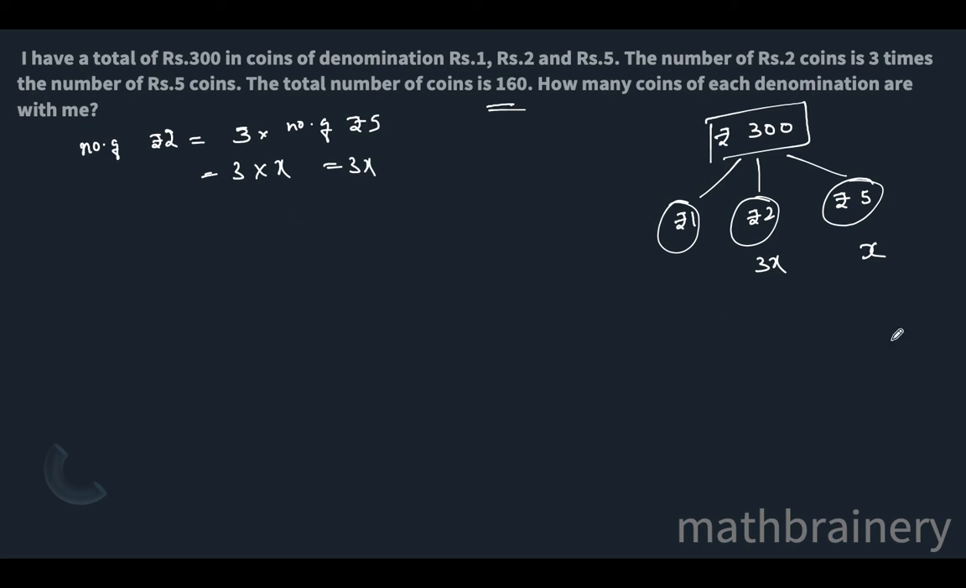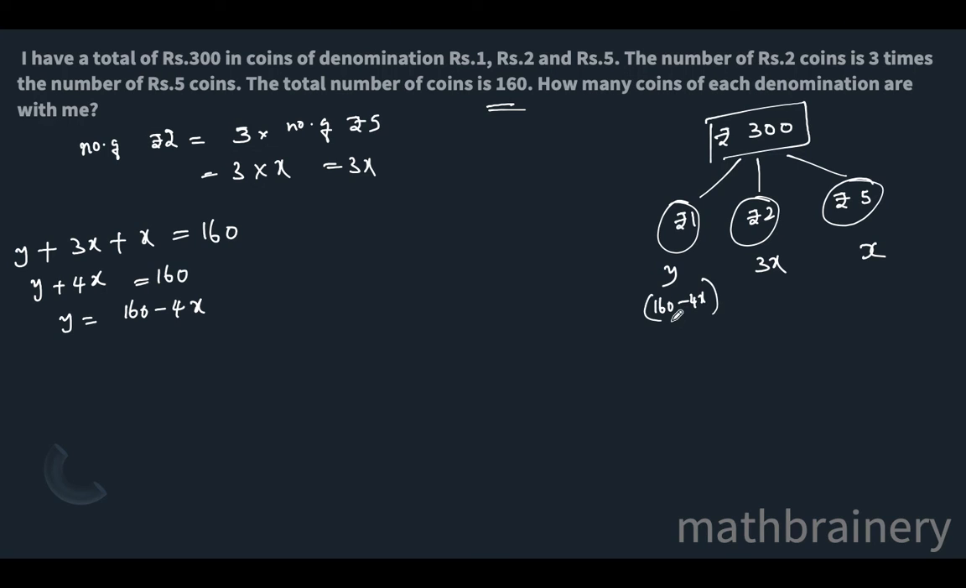So some number of 1 rupee coins, if I assume it as y, let us say, that means this y plus this 3x plus this x must be equal to 160. 3x plus x is 4x, so y plus 4x is equal to 160. That means your y is 160 minus 4x. So I have 160 minus 4x 1 rupee coins. Now we are talking about number of coins. So we have 160 minus 4x 1 rupee coins, we have 3x 2 rupee coins, and we have x 5 rupee coins.